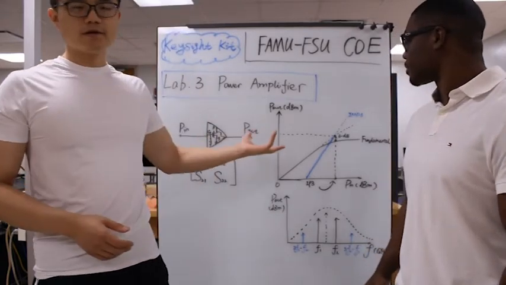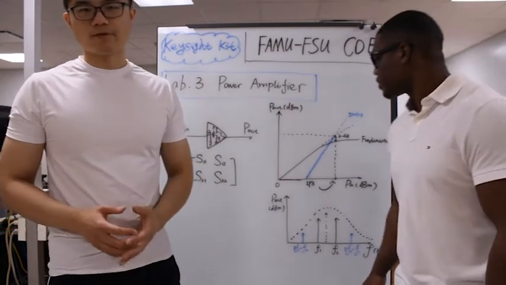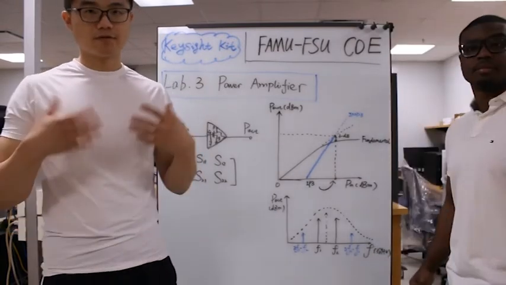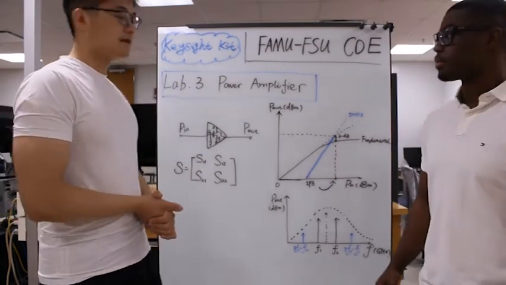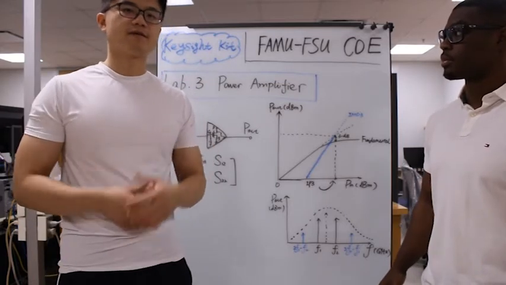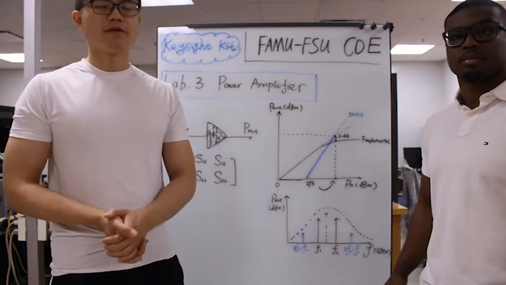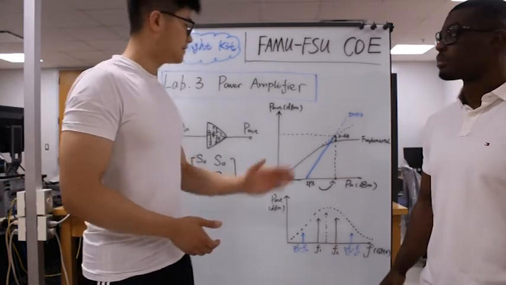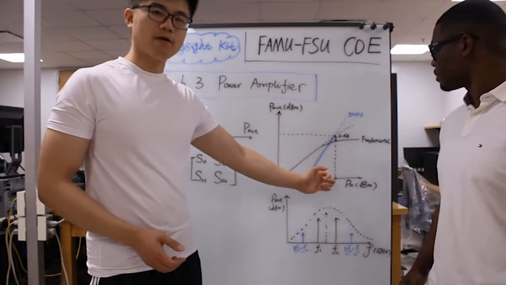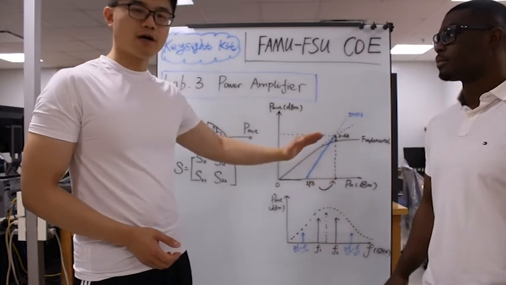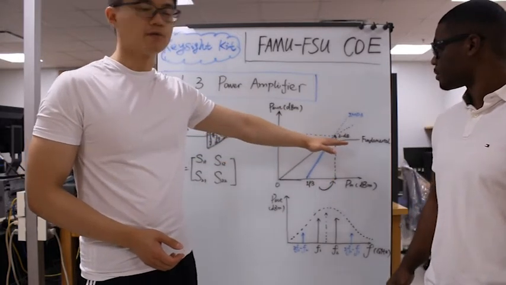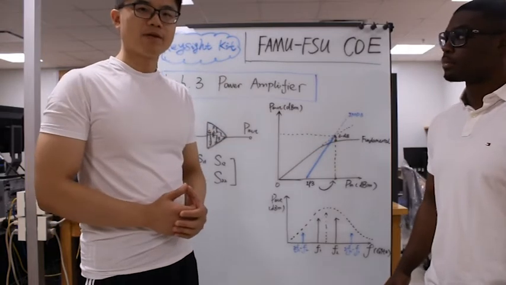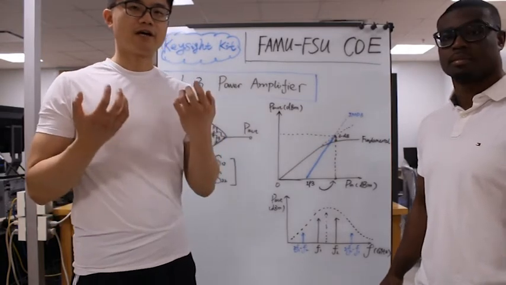So another parameter we want to measure is of course the power, as the output power is based on our input power. But as I said, the power amplifier is a non-linear circuit, so the output power is not always linear. At some input power level, the output power for the fundamental signal would be saturated. So there's another term called the IP3.